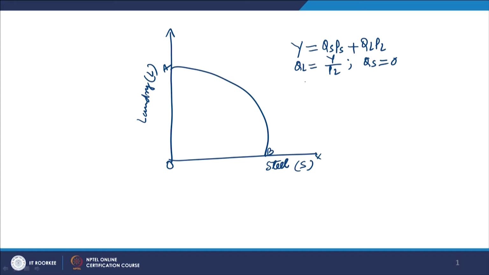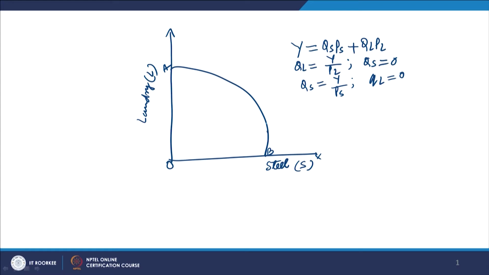Similarly, we can also get Qs equal to y upon Ps when QL is equal to 0. So, when the quantity of laundry is 0, we can get this. Now these are the two extreme points. Actually, now this is the price ratio, or you can draw the price ratio of steel and mill.